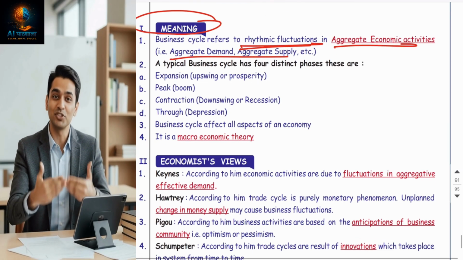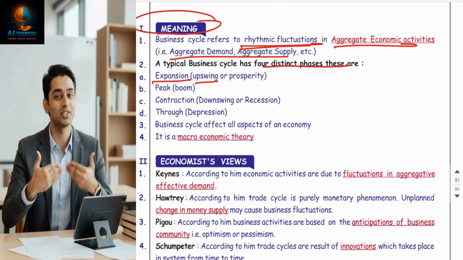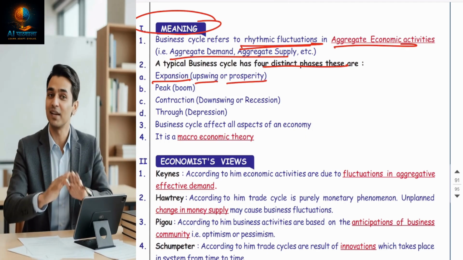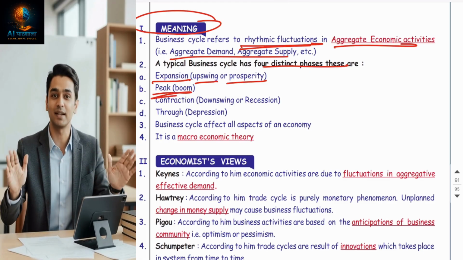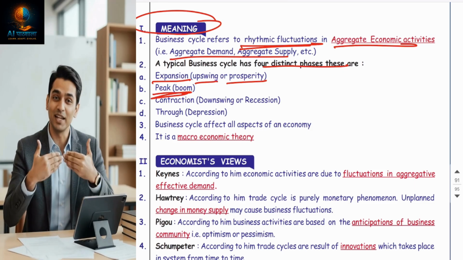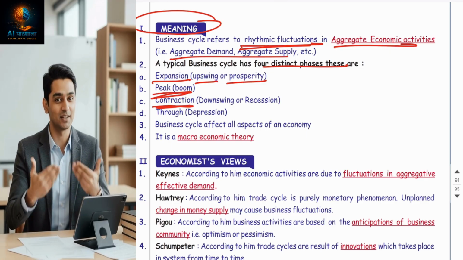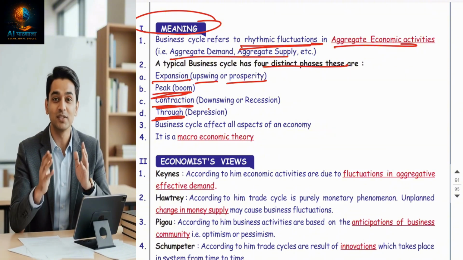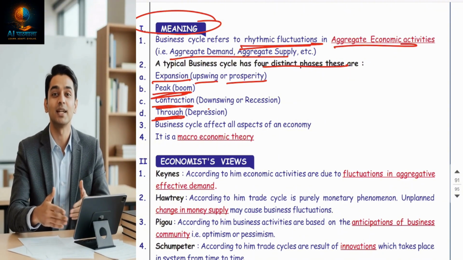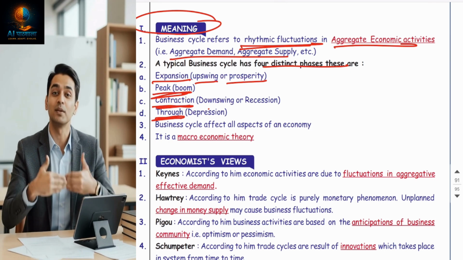Typically, a business cycle has four main phases. First is expansion. It is also called upswing and prosperity. It is a golden period of any country. All countries want that the country keeps on expanding. But expansion, the second phase is peak, which is also called boom. It is the top point of the expansion. The third phase is contraction. It is also called downswing or recession. And the fourth point is trough, that is depression. So these are the four phases. So basically, the economy rises, reaches the top, falls, and then revives again, like a repeating wave.